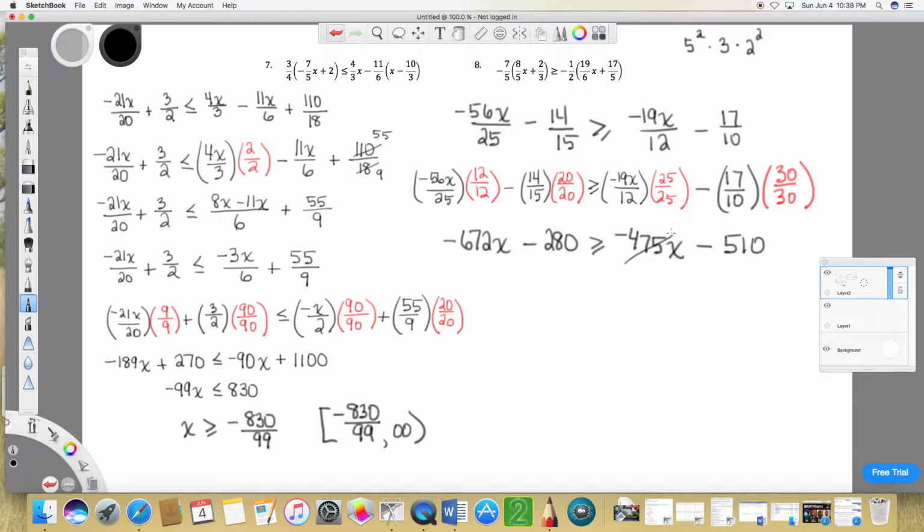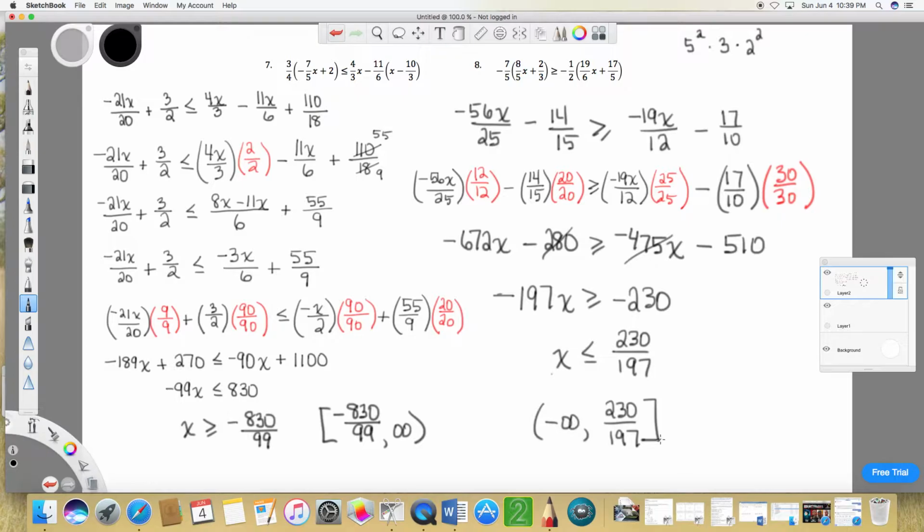So if we have negative 672 plus 475, I'm getting negative 197x. And if I add 280 to each side, I've got negative 510 plus 280, and that's negative 230. If I divide both sides by this negative 197, the inequality will change directions. The negatives will cancel with each other, and I'll have 230 over 197. In interval notation, that's from negative infinity all the way up and including this endpoint. And hopefully, if I haven't made a mistake, that's my final answer.